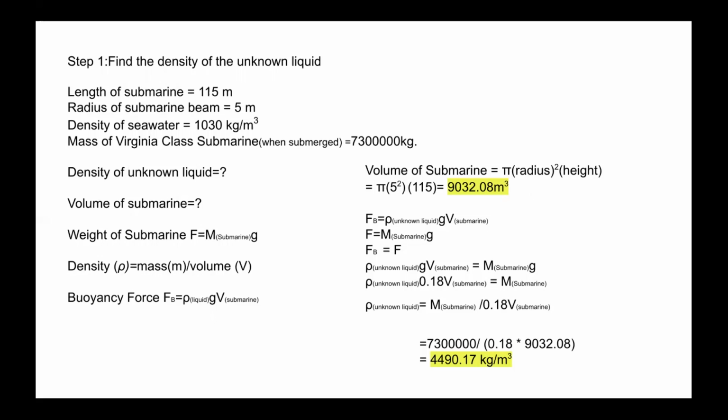Once the buoyancy force and the weight of the submarine are set equal to each other, we can cancel out the gravities and divide the mass of the submarine by 18% of the volume of the submarine. If you plug in the mass and the volume of the submarine multiplied by 0.18, we get that the density of the unknown liquid is 4,490.17 kilograms per meter cubed.